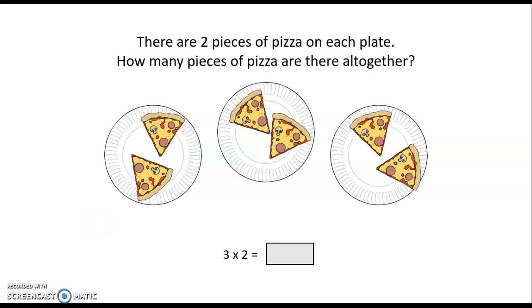So let's start off with the 2 times table. It says there are 2 pieces of pizza on each plate. How many pieces of pizza are there altogether? Remember, we're looking at how many groups there are. So 1, 2, 3, and there are 2 on each. 3 groups of 2: 2, 4, 6.